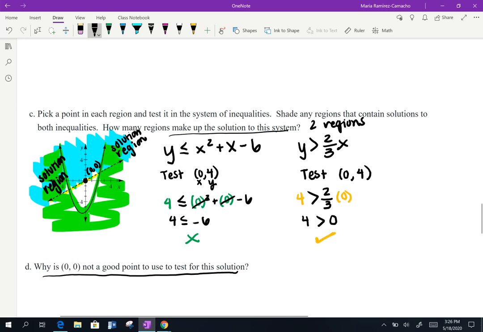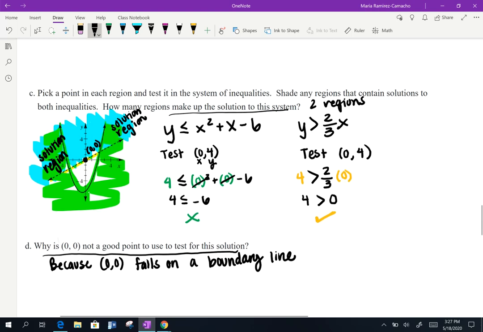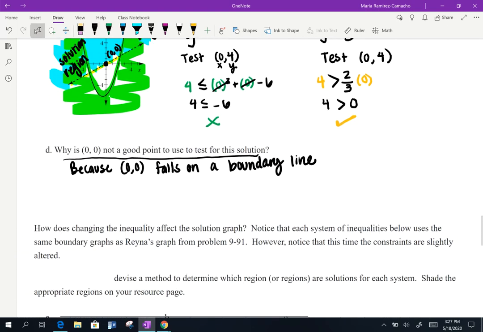So because 0, 0 falls on a boundary line. Okay, and we don't want to test points that fall, my grammar was wrong there. We don't want to test points that fall on a boundary line or a boundary parabola because they don't tell us anything about which side to shade. All right. Next problem.